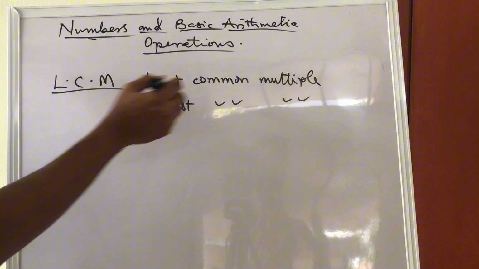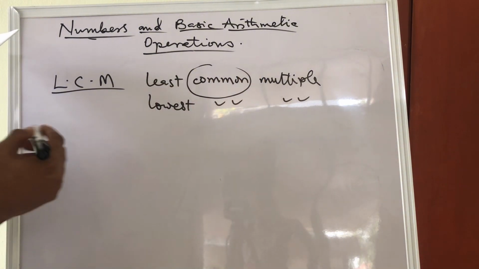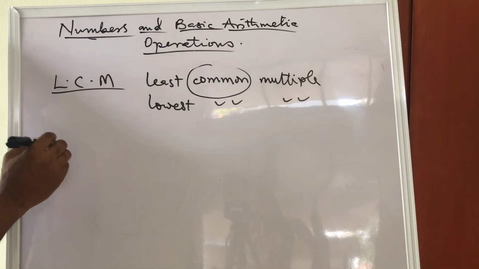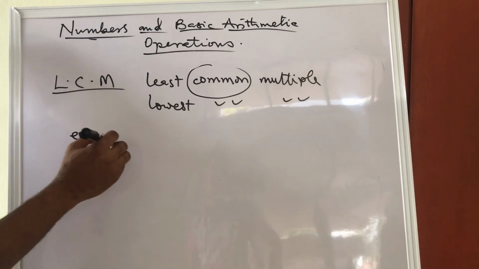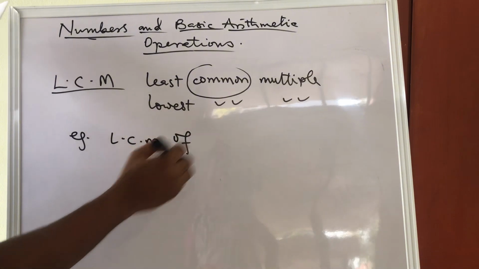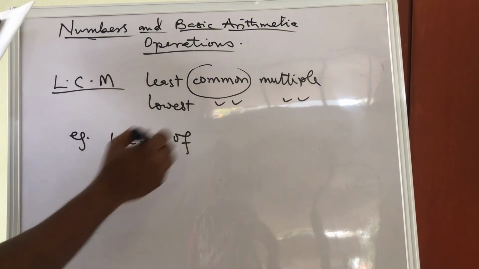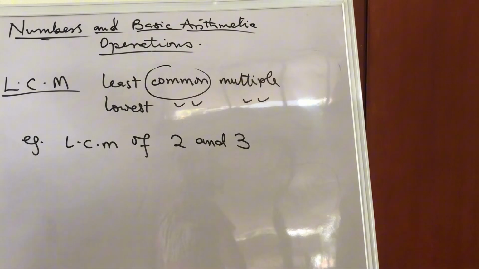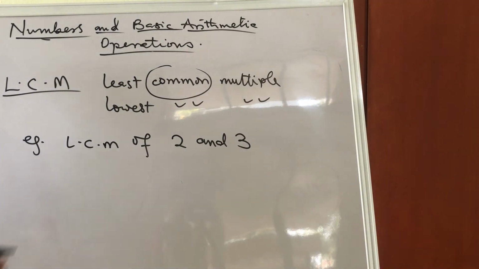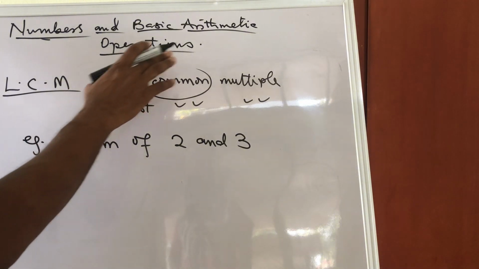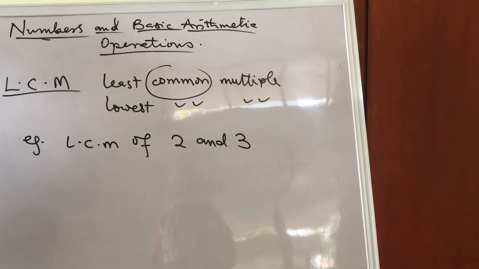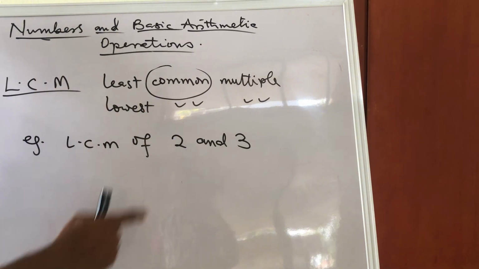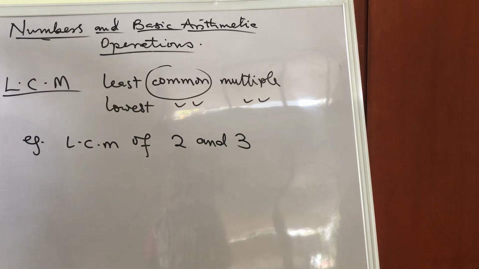Now you can't talk about common when you are not comparing two or more things. Okay. So let's say, what is the LCM of 2 and 3? Now, we said LCM is what? Least common multiple. Meaning that we are going to find the multiples of each of them, find what is common between the two of them, and then find the lowest of those things.